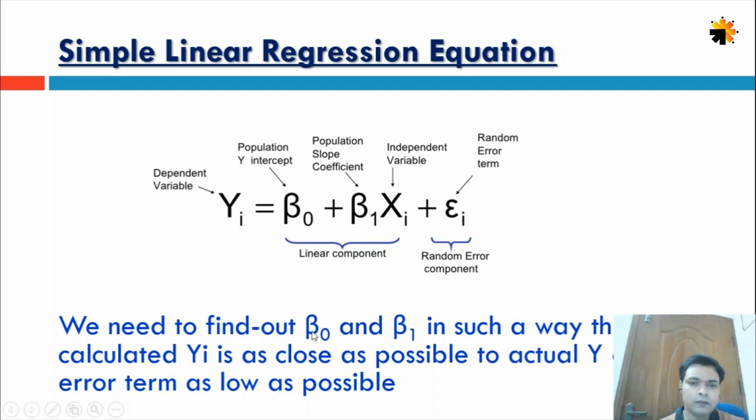We need to find beta naught and beta 1 in such a way that the calculated y_i is as close as possible to the actual y. This is what is calculated, and it should be as close as possible to y. If you get that condition, then your error term will become as low as possible. So effectively, if you make this error as low as possible, then your predictions are as close as possible to your actual values. This is the entire concept we will be using to derive the equation, or to get beta naught and beta 1.